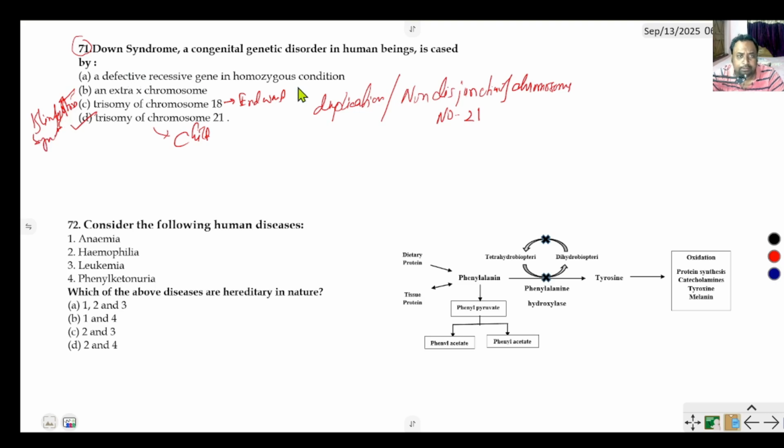And a defective recessive gene in homozygous condition, this is hemophilia, color blindness, etc.